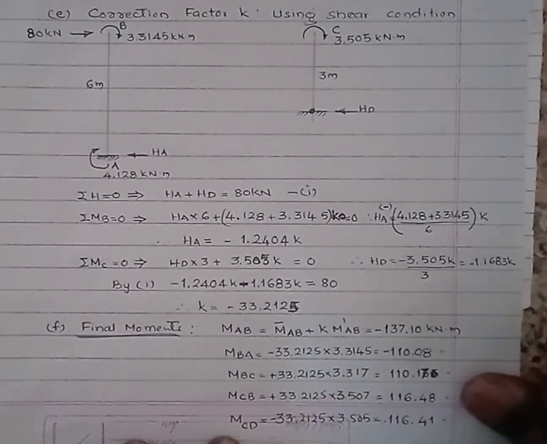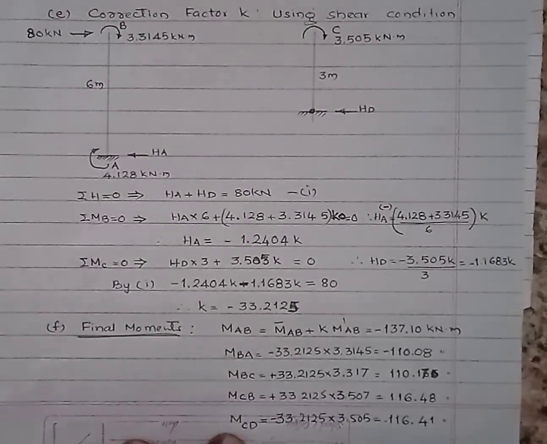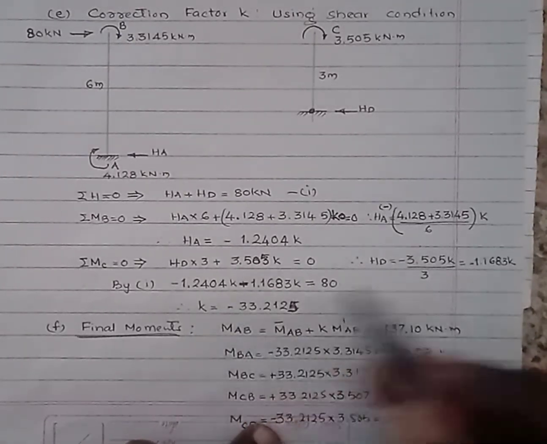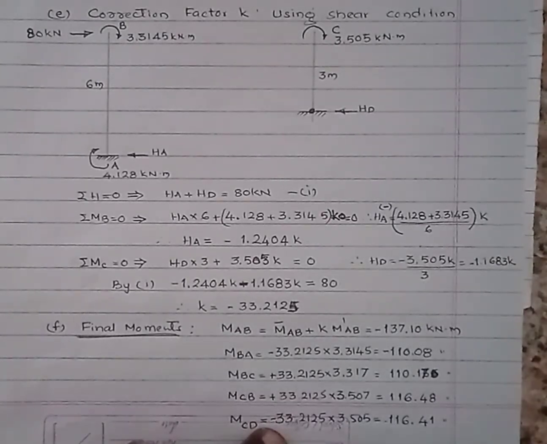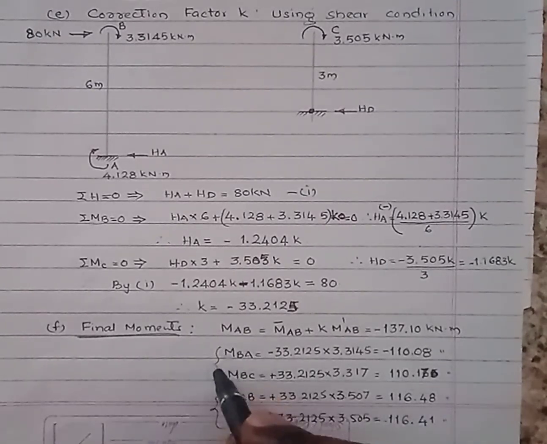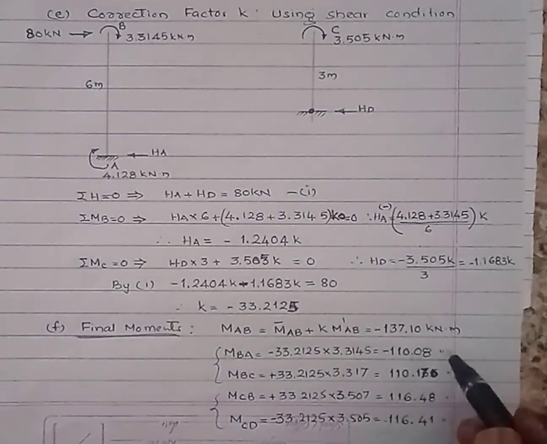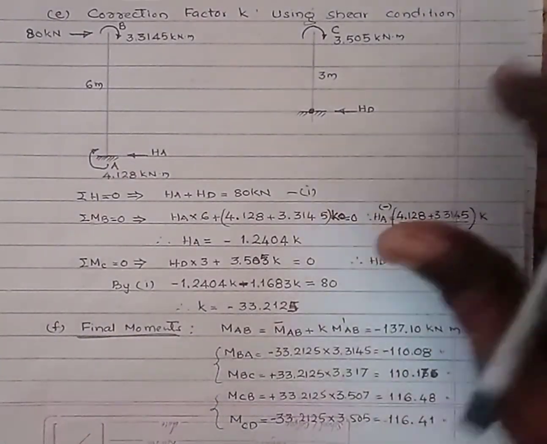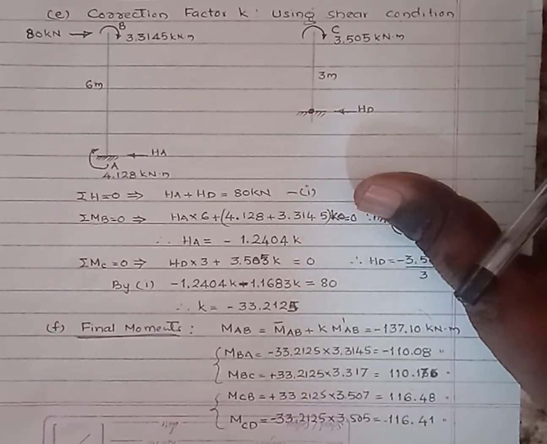116.48. Then MCD is positive, 3.505 by the moment distribution table, minus K into moment MCD, that is 33.2125 into 3.505, that one is negative. Here this moment is negative. By observing these two values, the summation of these two is 0 at joint B. At joint C, again the summation of these two moments equals 0. MDC equals 0, which we have already calculated, since the end support is a hinged support.